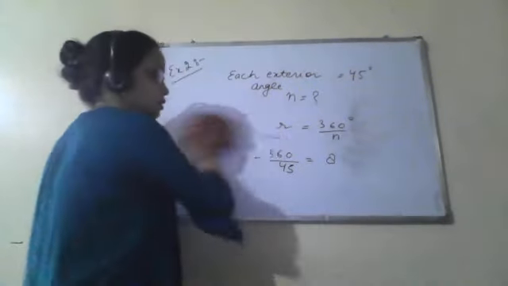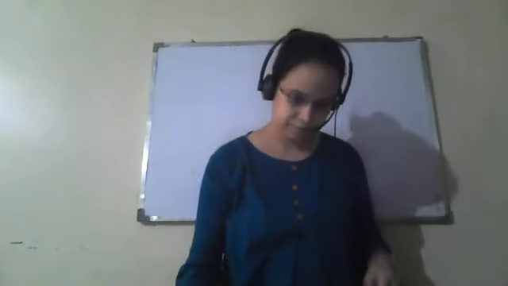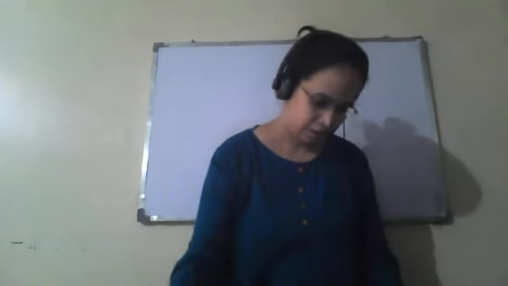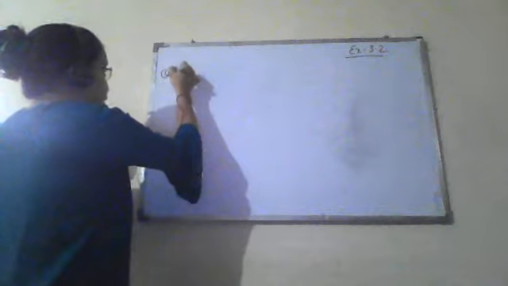Okay. This is how to calculate the number of sides or exterior angle measure of a quadrilateral. Clear? Now Exercise 3.2, question number 1. It says that we have to find the value of x in each case.